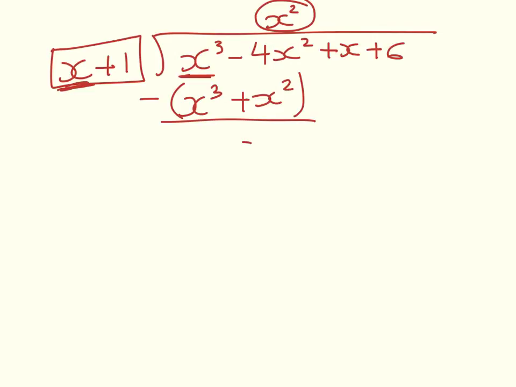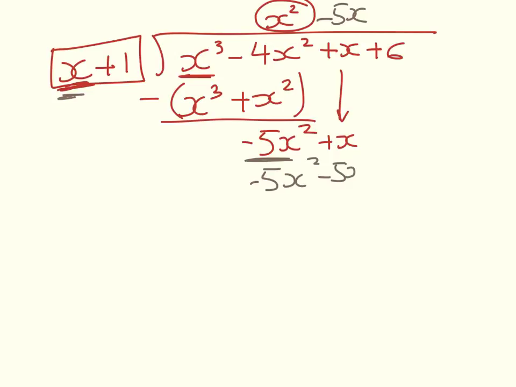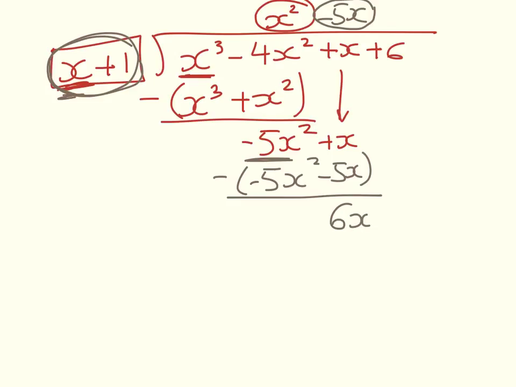So here I'll have negative 4 minus 1, so minus 5x squared. Bring down the x plus x, and let's do it again. So x times what will give me this? It'll be minus 5x, so negative 5x squared minus 5x. Again, that's the product of my factor and my new term. And I'm subtracting that to see what I've got left over. That gives me 6x plus 6. Right, so we've done that. So we get to the same point.